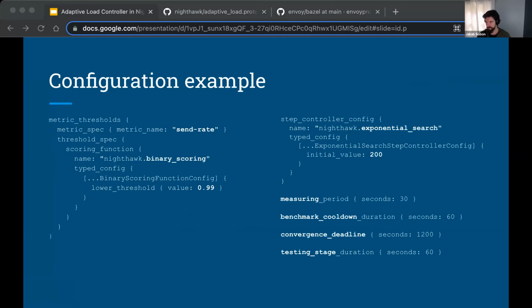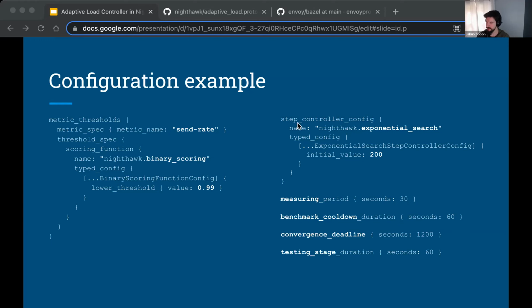So with that, this is a promised example of how the configuration looks. On the left side of this slide, you can see the metric configuration. This is all text format of a protocol buffer. And we are saying here that we will be monitoring the send rate metric. So how many of those requests that we were trying to send, we actually managed to send. We will use the binary scorer on that, and we will never allow any of that to be lower than 99%. So you can imagine multiple repetitions of these in your adaptive load controller that allow you to set various metrics that you monitor and the limits for them.